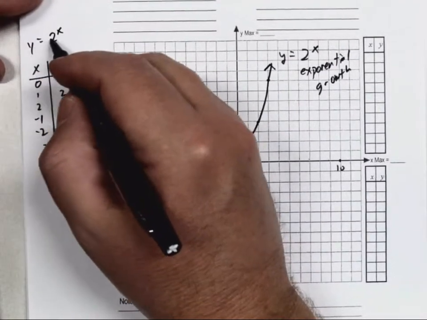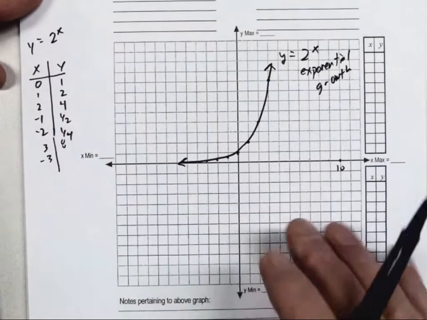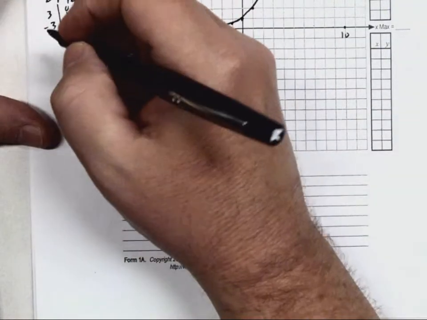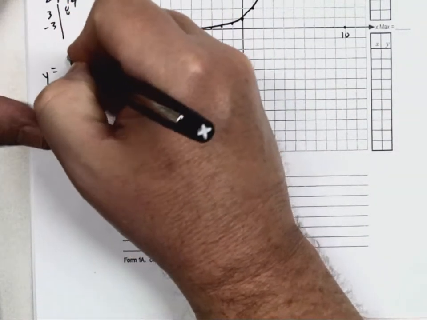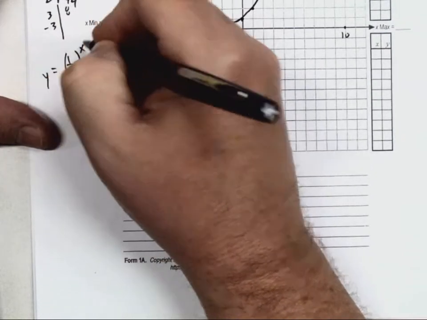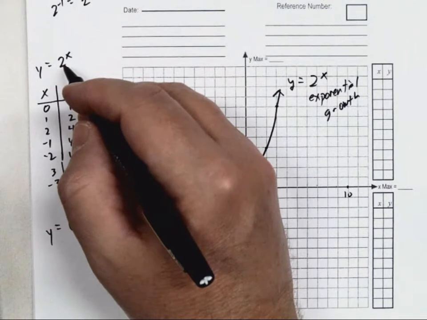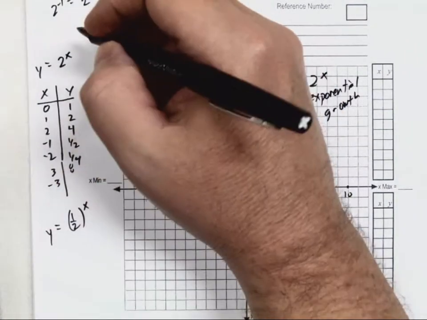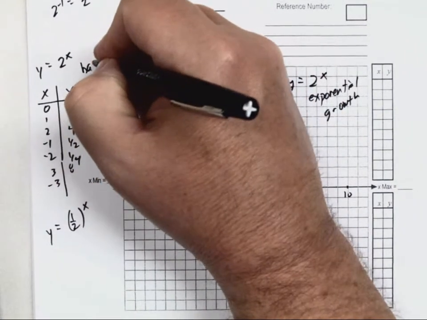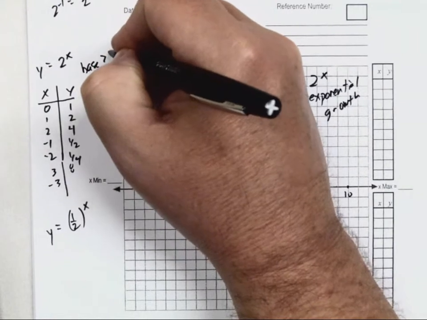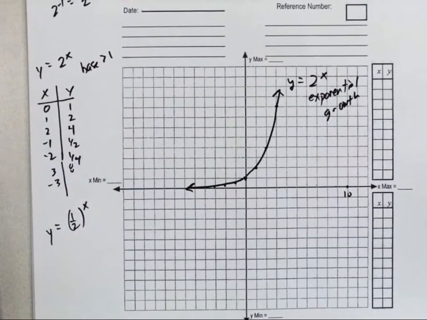Now let's look at the second graph. Instead of y equals 2 to the x, let's look at y equals 1/2 to the x. And what I want you to realize as I'm working this is the base here for this one, my first one, the base is 2, which is larger than 1.